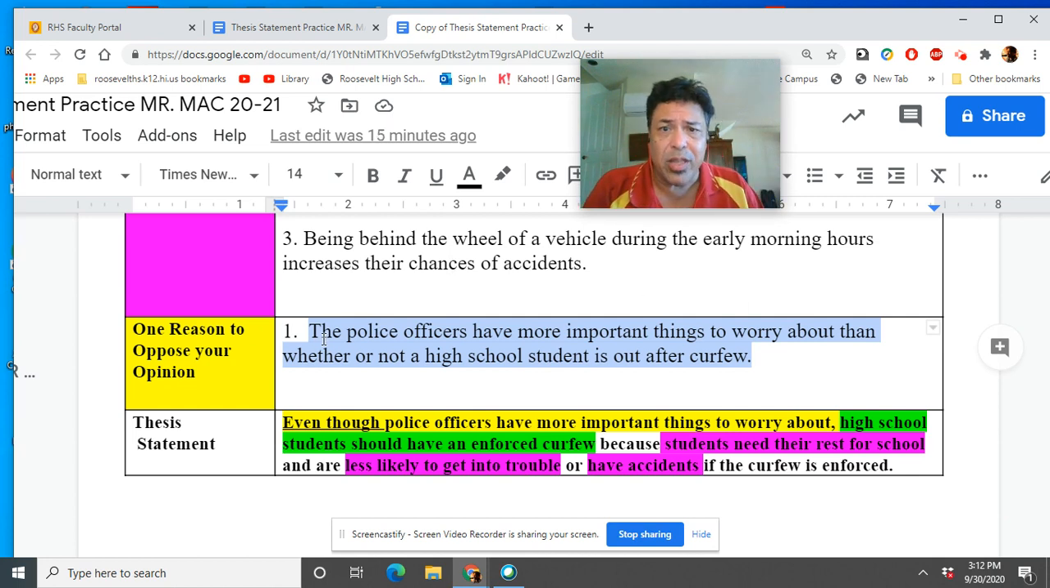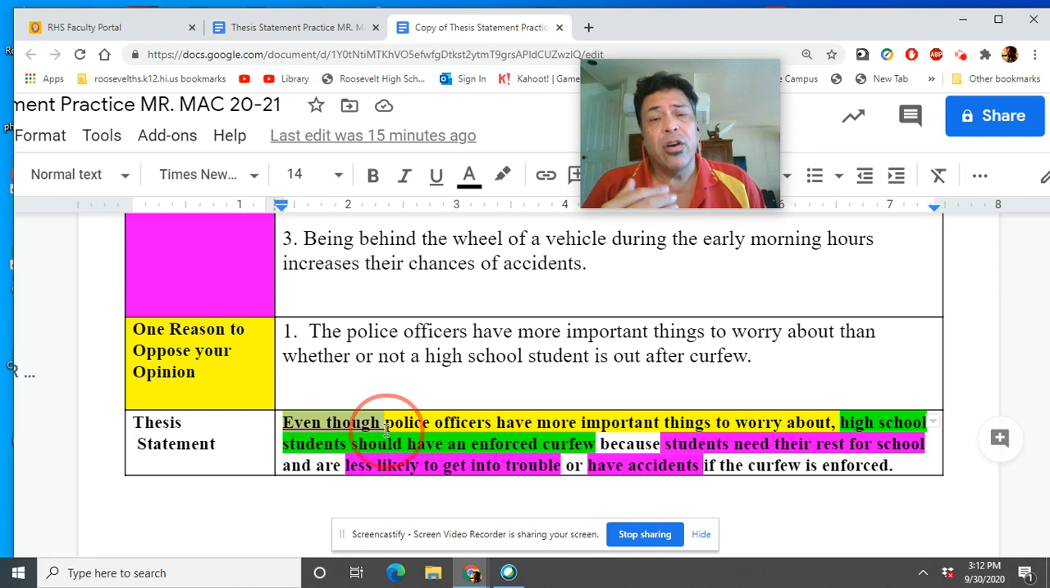Now watch, I'll start out with the opposing opinion. What I did was I added the "even though." You could also put "although," or you could say, "though some people believe." That's another thing you could do. Even though police officers have more important things to worry about. Now I'm going to put my claim. High school students should have an enforced curfew because, and now I'm going to put my 3 reasons, my 3 facts.